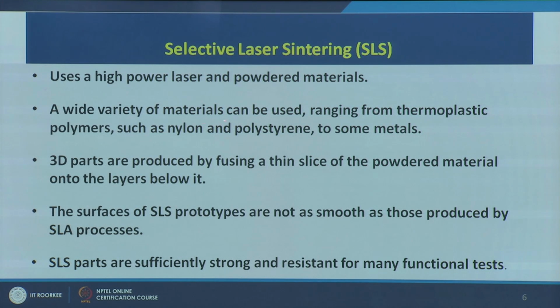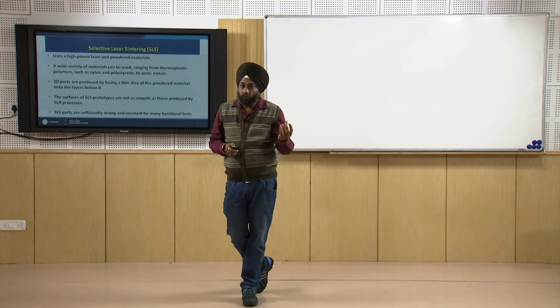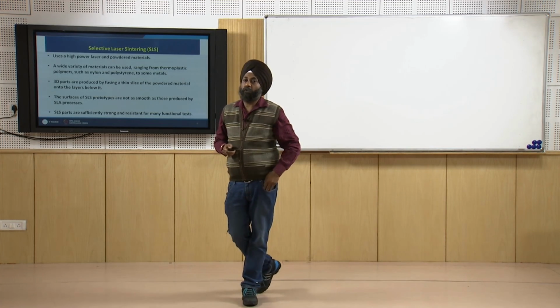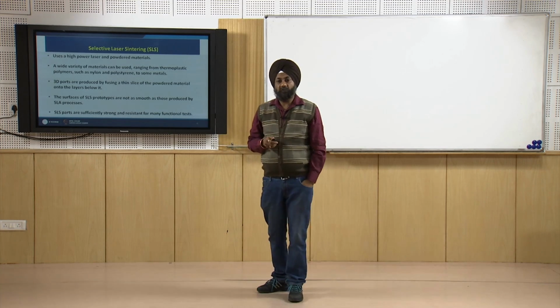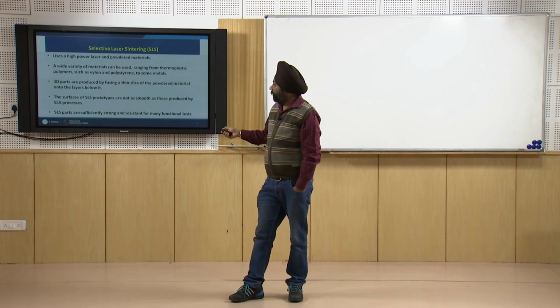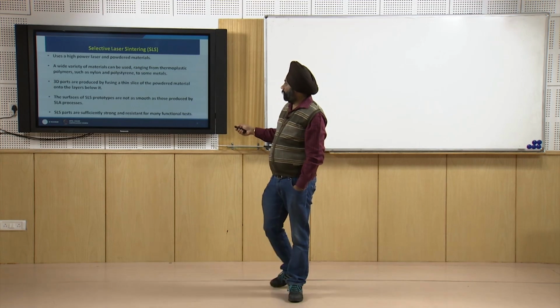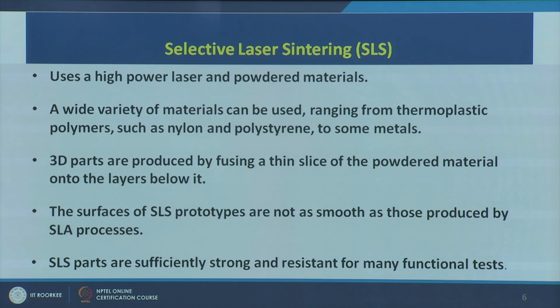A wide variety of materials can be used, ranging from thermoplastic polymers such as nylon and polystyrene to some metals. So in many cases some powdered metals can also be used as a raw material for making the prototypes quickly using the process of selective laser sintering. So you have raw materials like nylon and polystyrene, you can use polymers also here, you can use metals also.